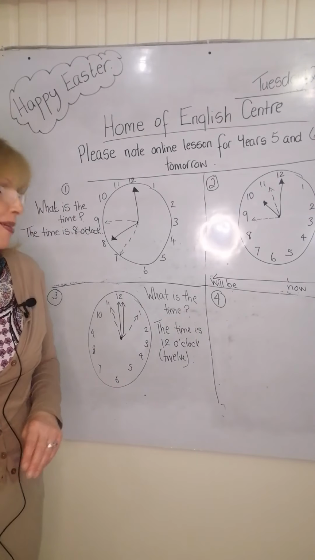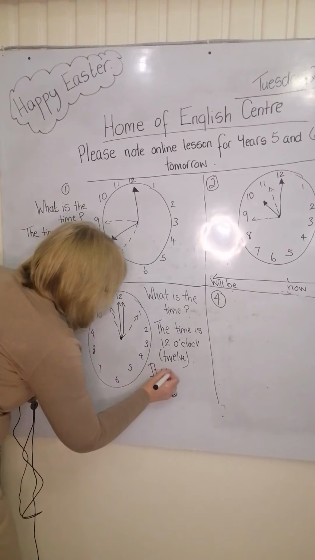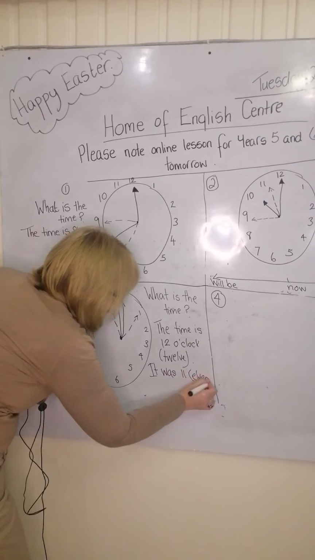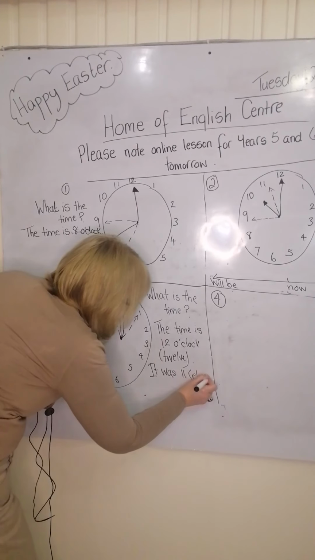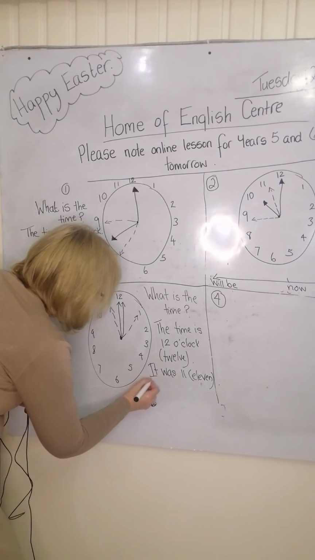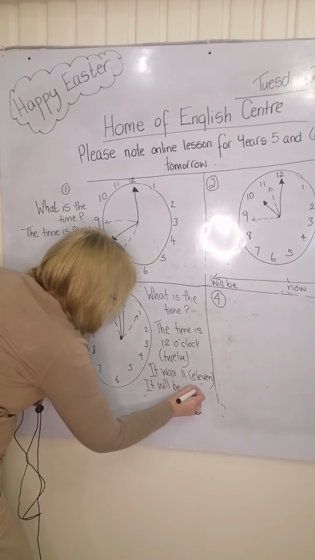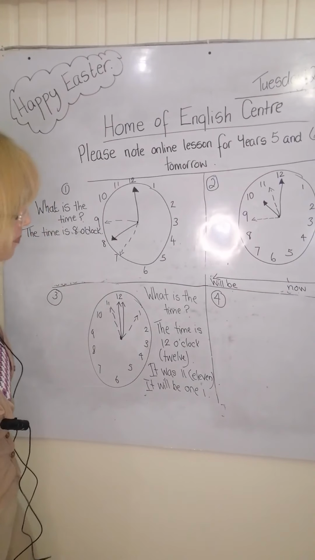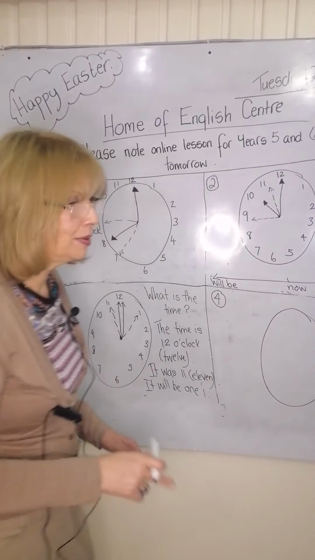It will be 1. So we're going to say it was 11, and here is in letter form. Let's fill it in a bit. It was 11. It will be 1. Okay, our last one. Here is our clock.